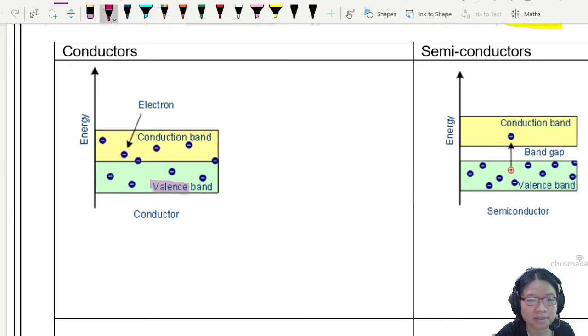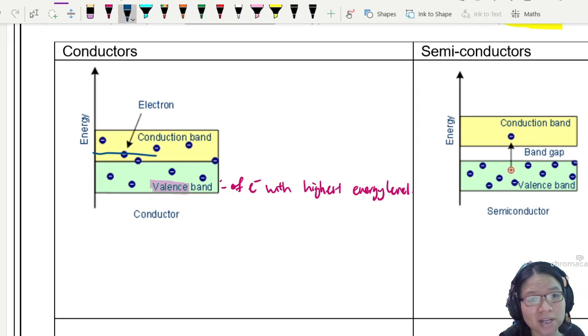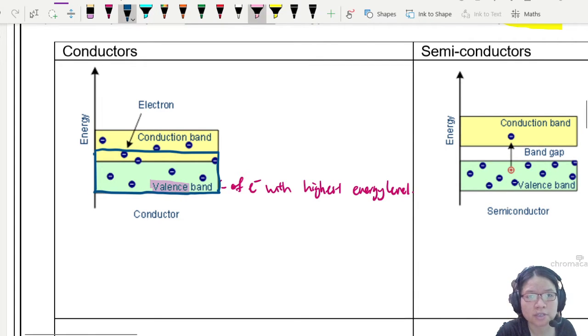Okay, so this valence band here, valence band is the energy band of the electron with the highest energy level. And although this drawing is a little bit imperfect, what is happening here is that your valence band overlaps your conduction band. So there's a region of overlap here. You can think about the valence band as slightly thicker. And this region here, this part that I'm going to highlight yellow, this is the overlap. So the second thing you notice is that there's an overlap. Overlap with what? Conduction band.